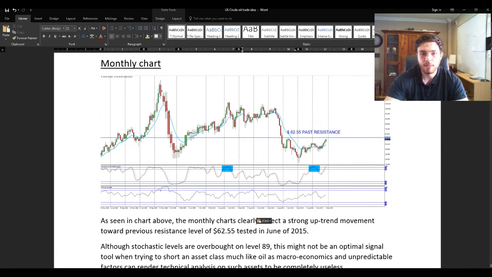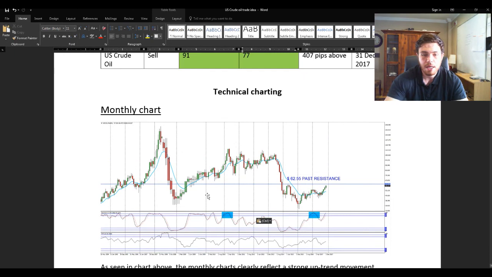So basically you can see here we've got a very simple chart on the monthly chart. You can see this is on US crude oil, and I've just basically shown one simple point saying that there's a $62.55 past resistance, and we're coming very close to it.